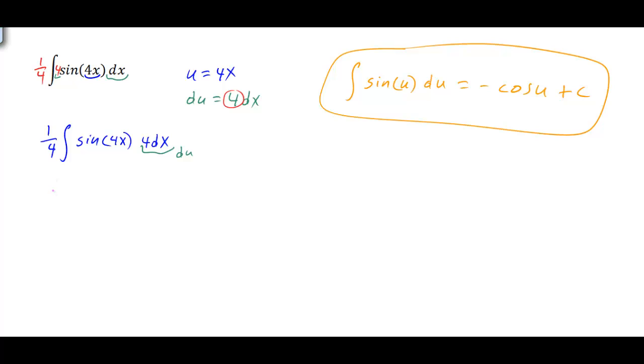So if we rewrite this, we would simply have 1/4 the integral of the sine of u du. And over here, we know the integral of the sine of u du is the negative cosine of u. So we bring down the 1/4. So that's 1/4 times the negative cosine of u plus c.